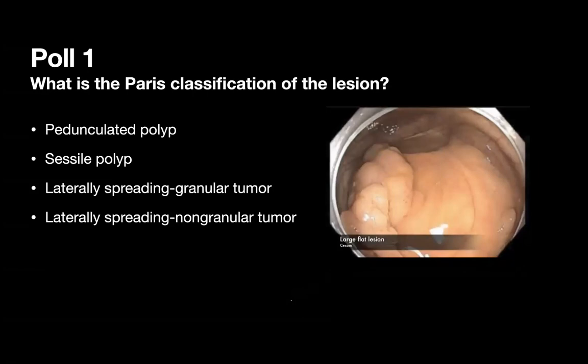There was an old definition whereby a flat lesion is when the height is less than half of the width. Here, clearly the height is so much more than the width. There is no way that this could be part of a flat lesion. A laterally spreading tumor is defined as a flat lesion larger than 1 centimeter in width.